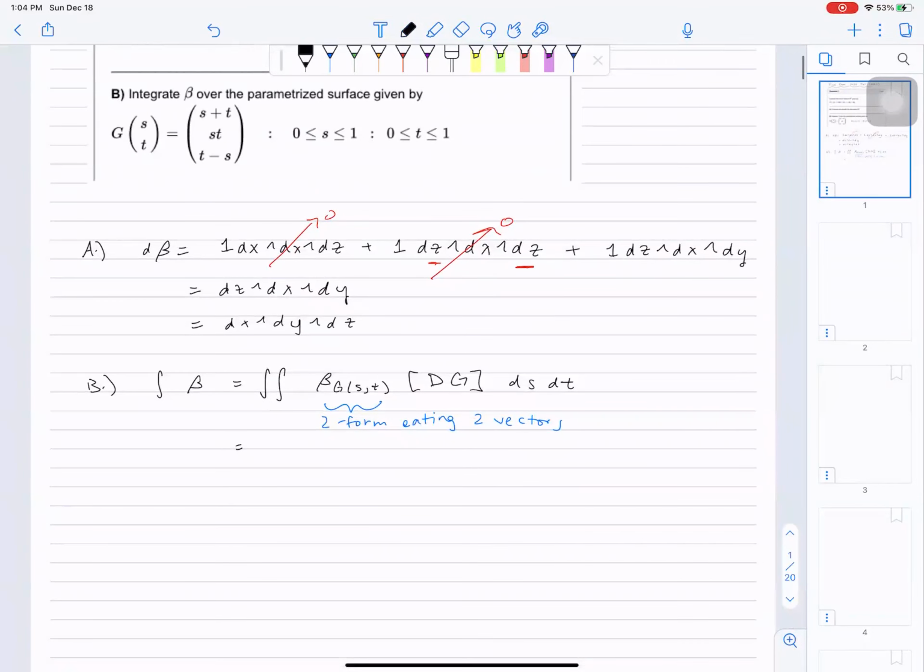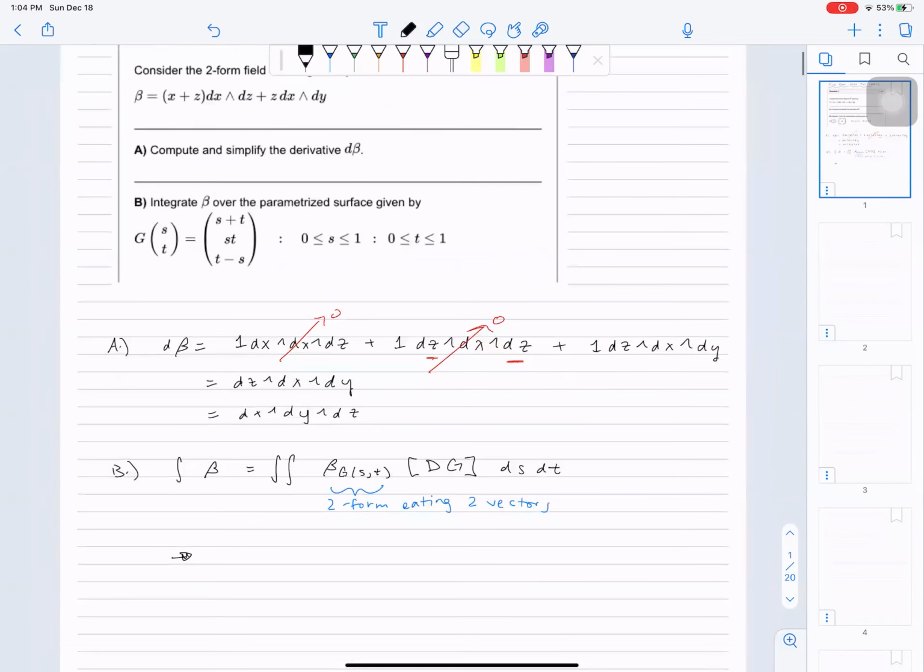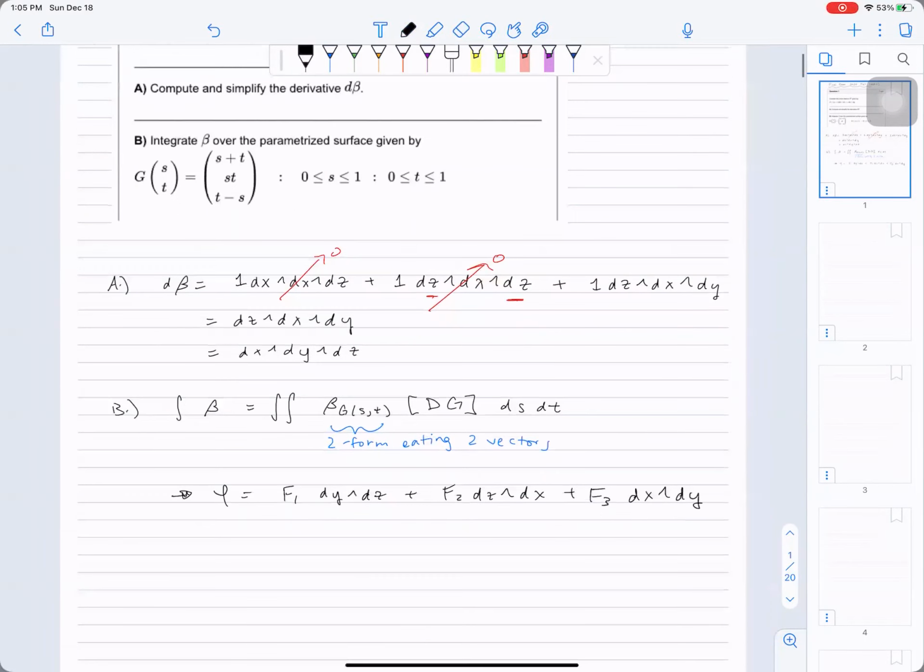What is our function going to be? So first, let me write my function. What should my vector field be? Well, the vector field is always written as the first component dy for some 2 form written like this, f2 dz wedge dx plus f3 dx wedge dy. The associated form for the vector field is f1, f2, f3.